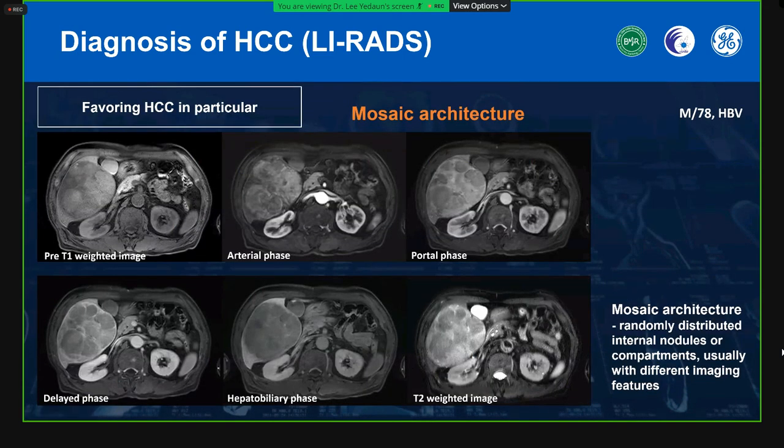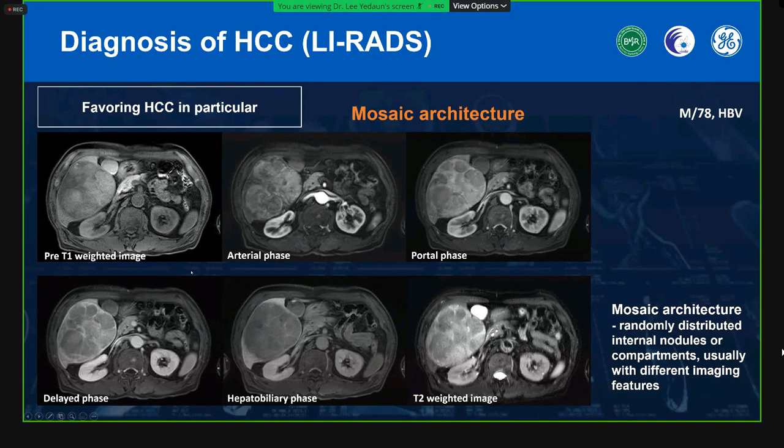I would like to show you typical cases showing ancillary features favoring HCC in particular. So let me start with mosaic architecture. Mosaic architecture refers to the presence of randomly distributed internal nodules or compartments, usually with different imaging features. Internal compartments may differ because of presence of fat, fibrosis, blood, and vascular dynamics.